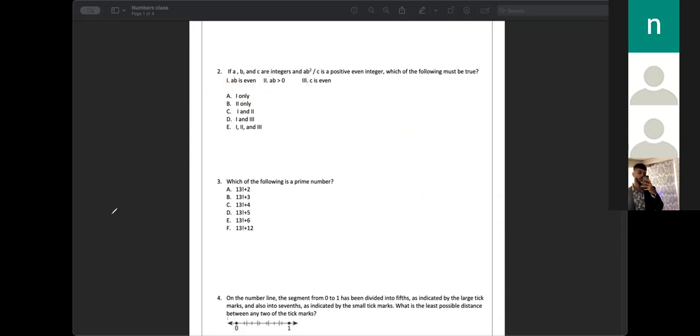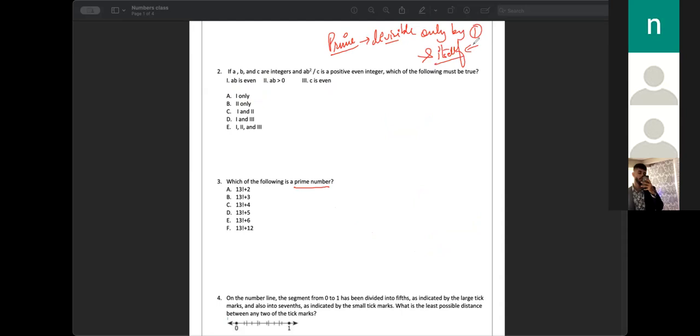Let's see the third. The third is a good question: which of the following is a prime number? What is the definition of a prime number? A number which is divisible only by one and itself.